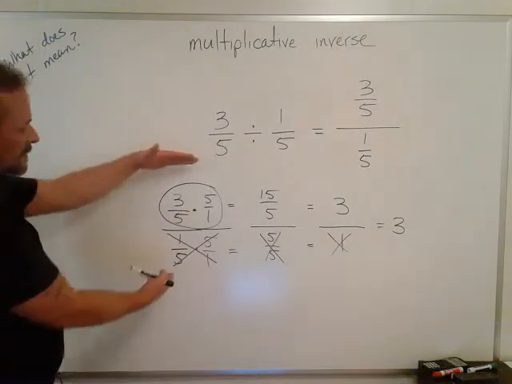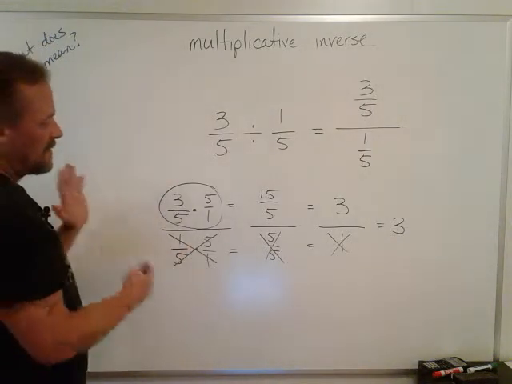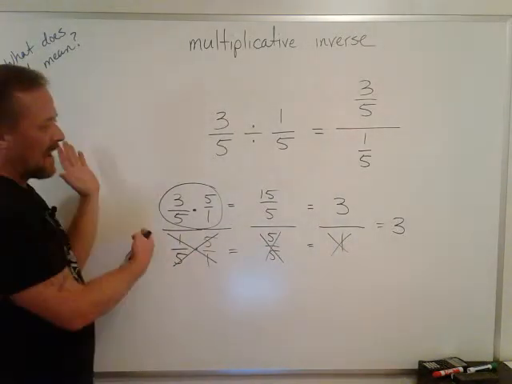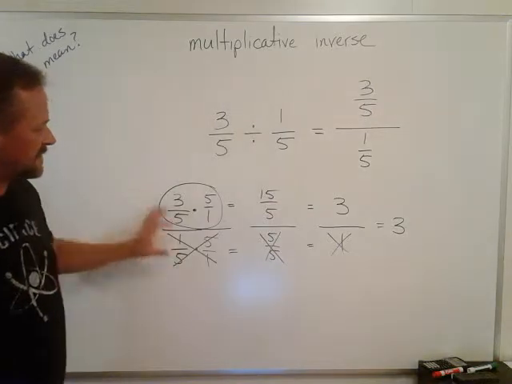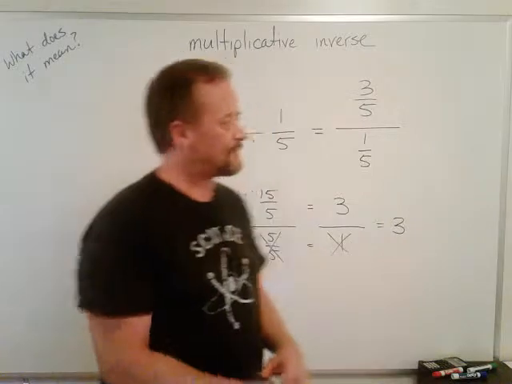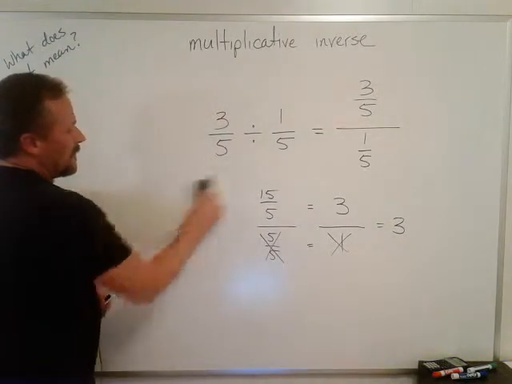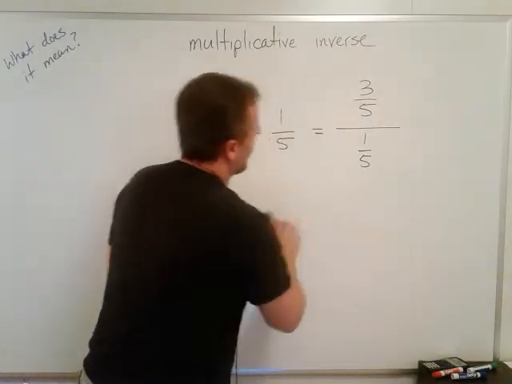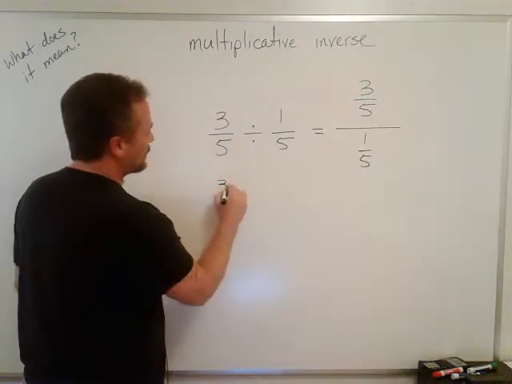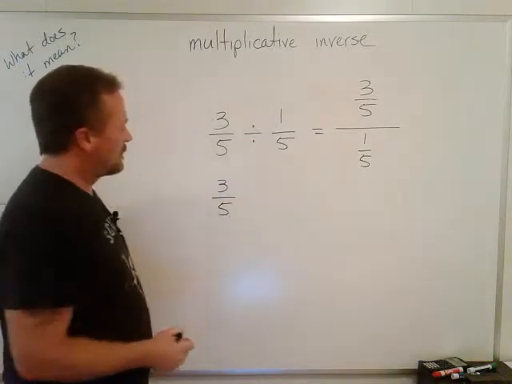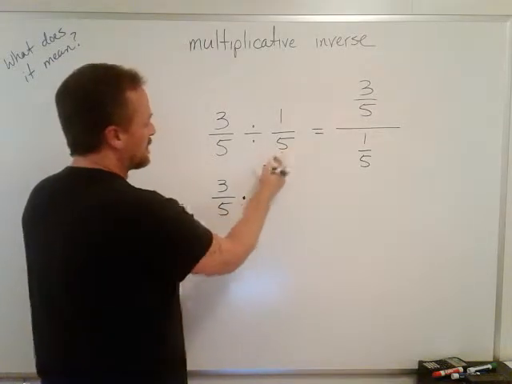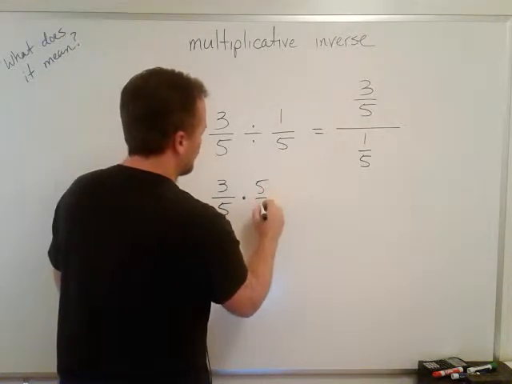Okay? So here's my reasoning, and hopefully you've already written this in your journal, because I'm going to erase it and show you how to clean all this up now that we've reasoned our way through it and we found out the right answer. How do we make this easy? Well, instead of going through all the steps, I can just write 3/5 times the multiplicative inverse, the reciprocal.